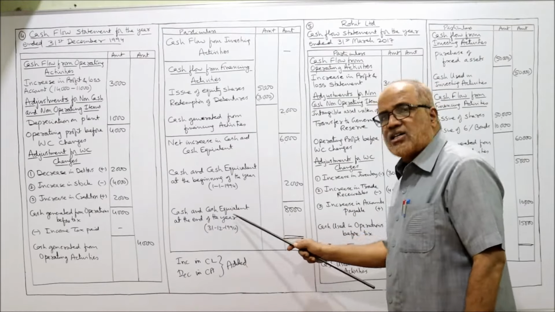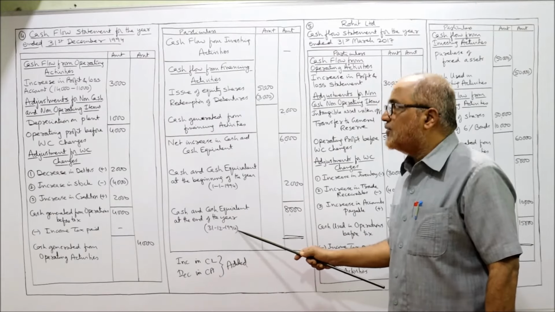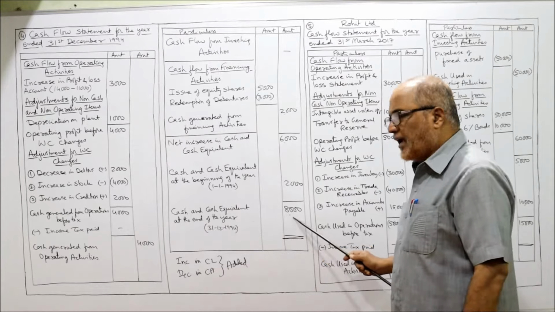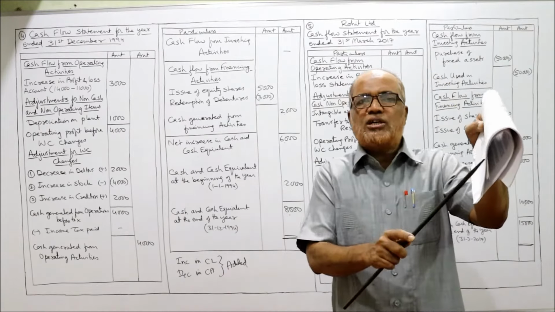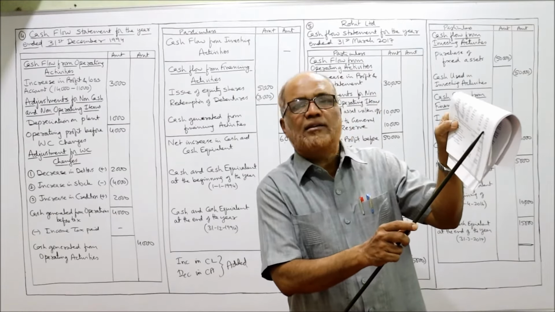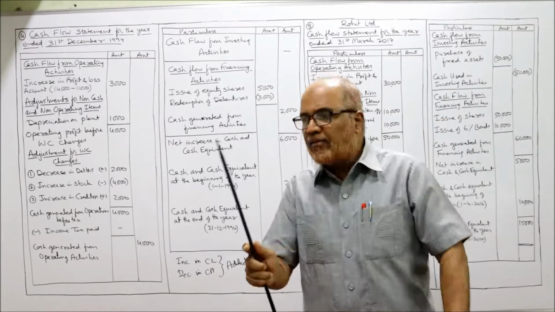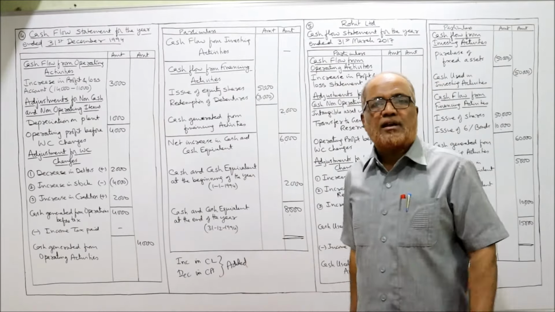This is the cash and cash equivalent at the end of the year, 31st December 1994. So how much? 8000. Now you confirm whether we have done correctly or not. In the balance sheet, cash should be 8000. So we are given cash 8000 in 1994, and we also got 8000, 6000 plus 2000. That means our calculations are correct.